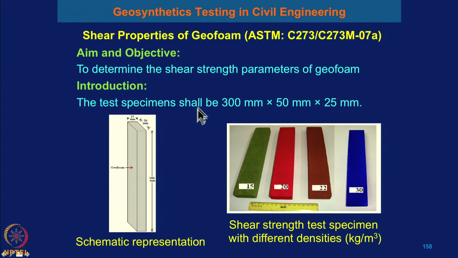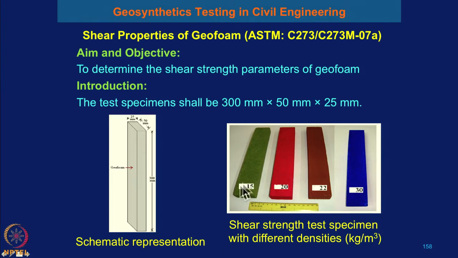So here you can see that this is the EPS geoform specimen, and this is about 300 millimeter, and this size is 25 millimeter, and this size is 50 millimeter. From here to here 50 millimeter, here to here 25 millimeter, and from here to here is about 300 millimeter. So this is the schematic representation of the EPS geoform material.